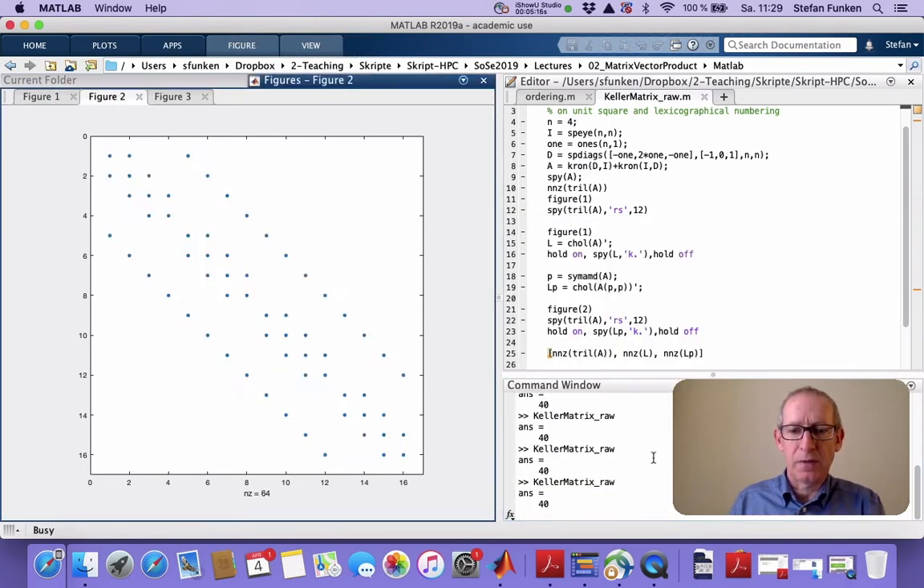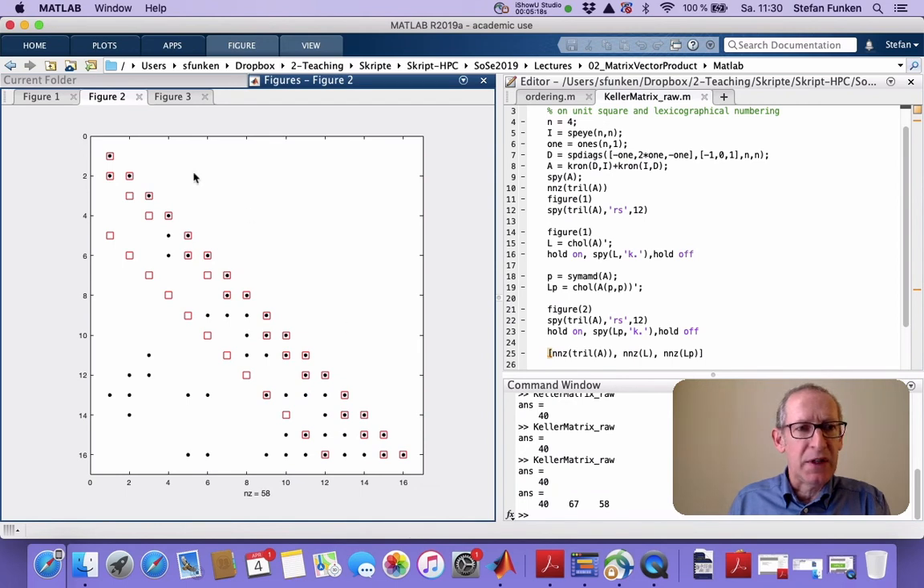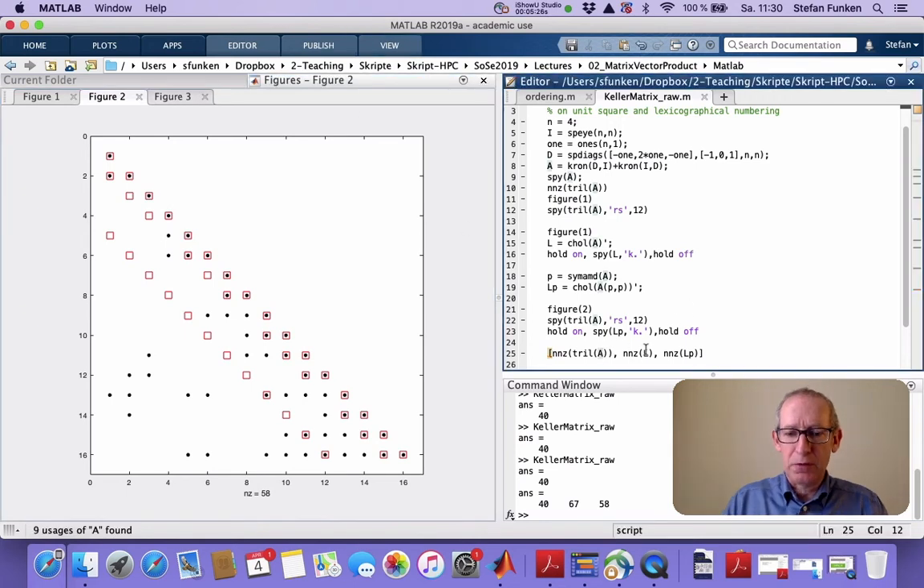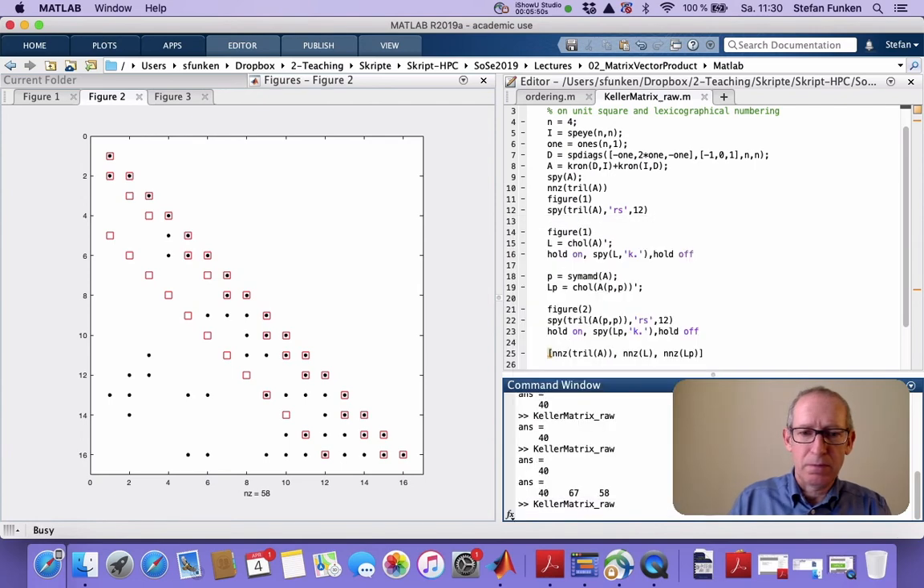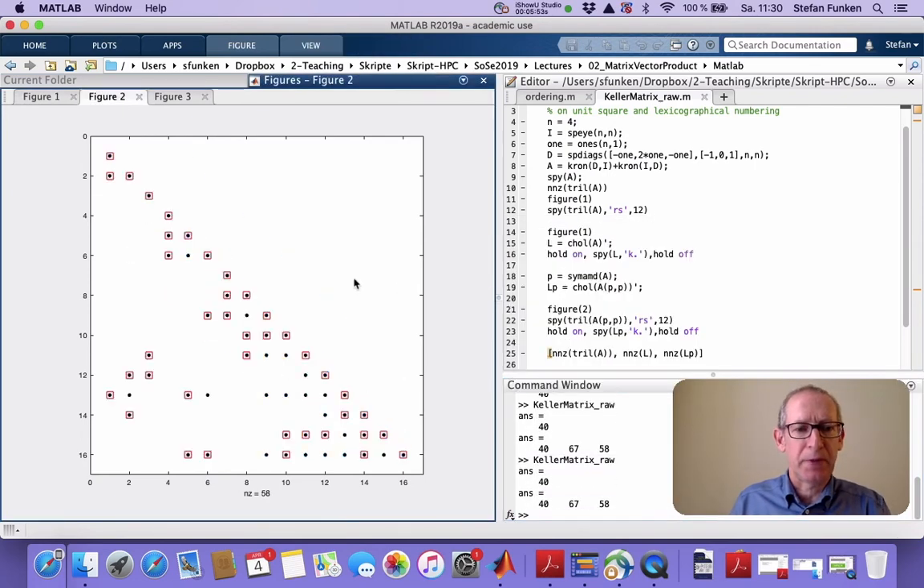And here we see figure 2. I'm confused. Okay, not confused. Of course, we have to use also the permuted matrix. Not L, but here P. Okay.